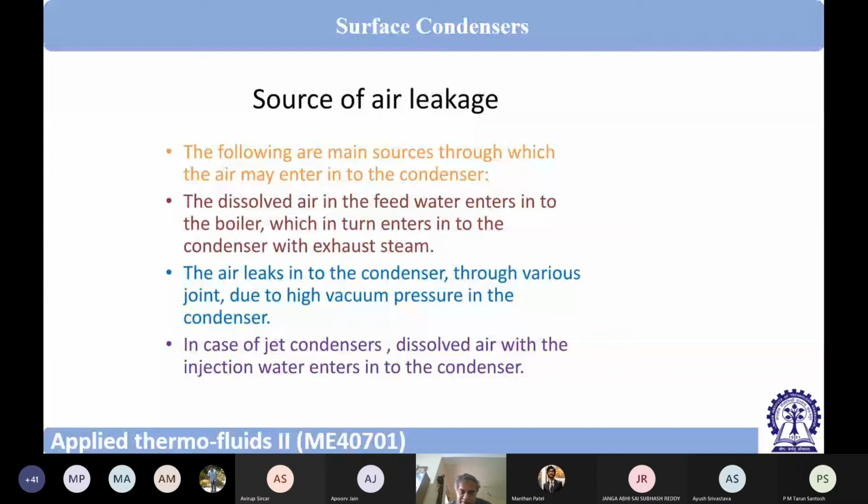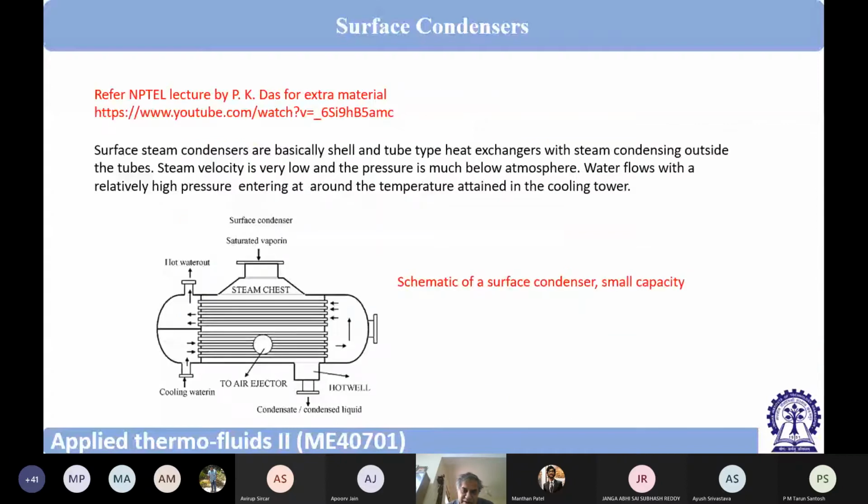Now, what is the effect of this air? The first thing, it will not condense. So this is called non-condensable. If it does not condense, suppose we have taken a mixture of air and steam, and the air is not condensing. So near the tube, water molecules have condensed, but air molecules have not condensed.